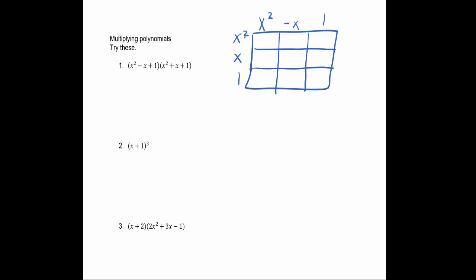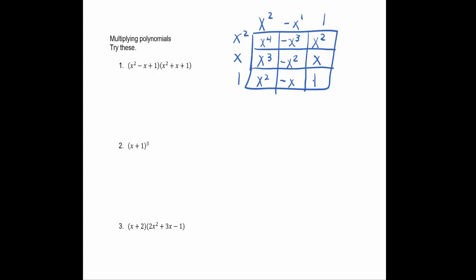So x squared times x squared would be x to the 4th. Negative x times x squared is negative x cubed. Remember, when you're multiplying, you add exponents, and this is to the first power. 1 times x squared is x squared. X squared times x is x cubed. X times negative x is a negative x squared. X times 1 is x. X squared times 1. Negative x times 1. 1 times 1.